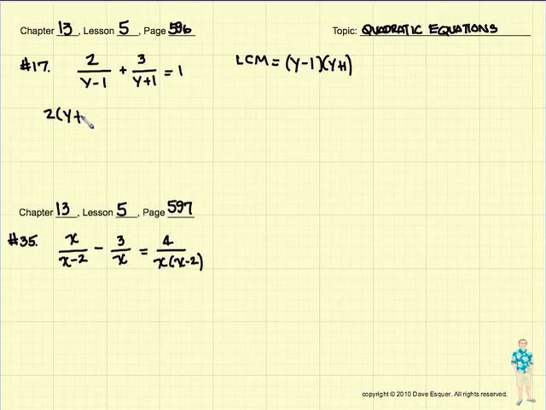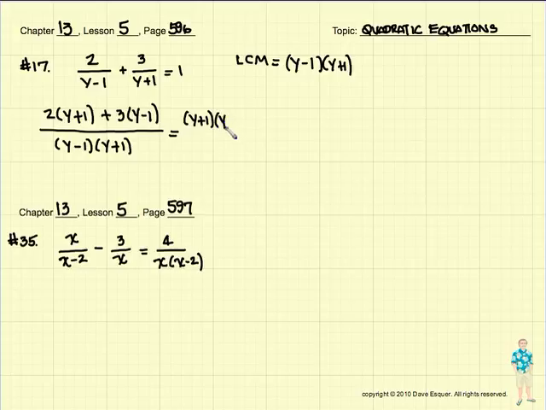So we have 2 times y plus 1 plus 3 times y minus 1, all that divided by y minus 1 times y plus 1. That will give us y plus 1, y minus 1 in the numerator, remember the LCM, and y plus 1 and y minus 1. So we multiplied everything on both sides by the quantity y minus 1, y plus 1, so that we could have the same denominators, and luckily, since they are the same, we can wipe those out. We won't have to deal with those.